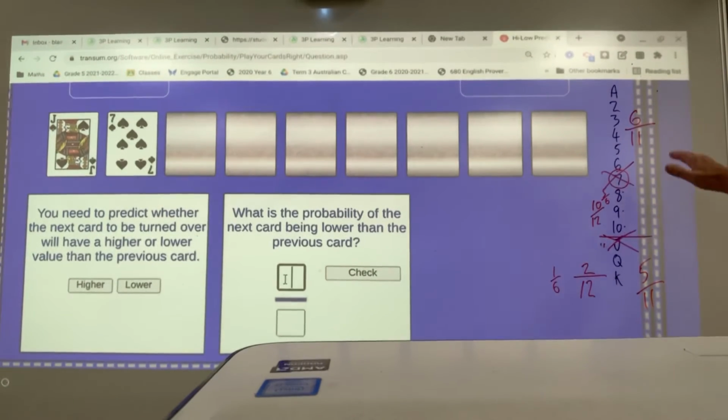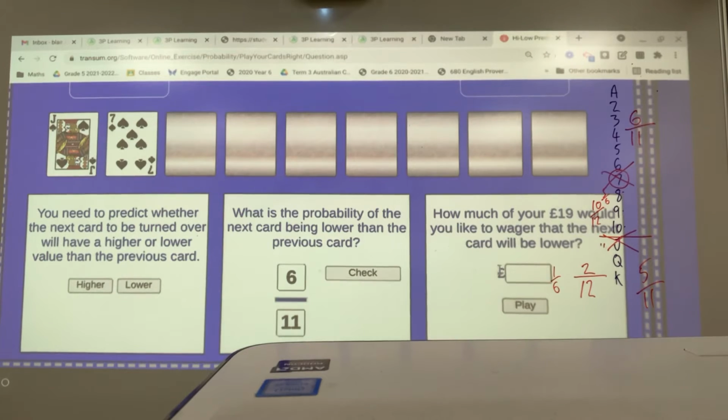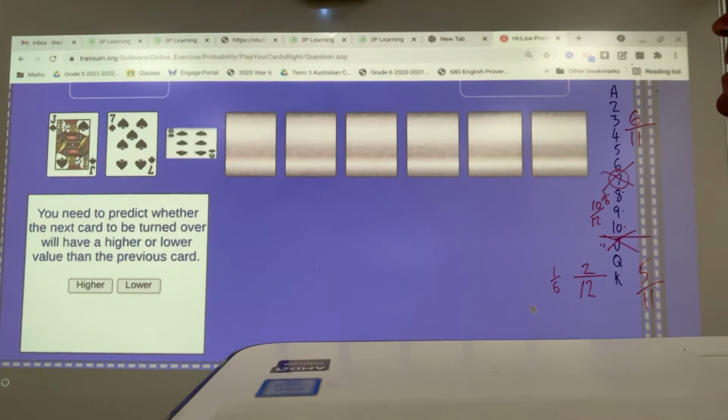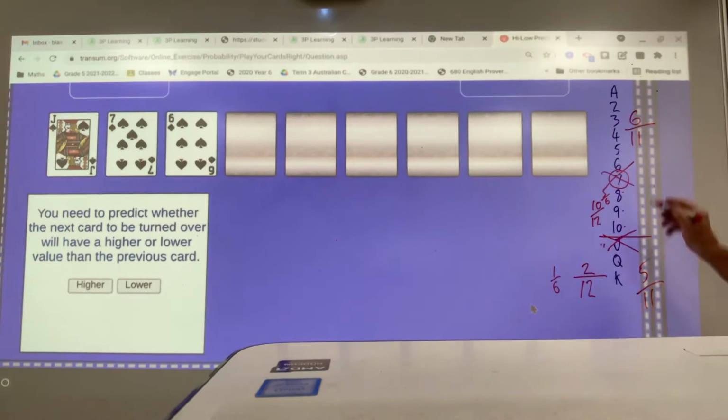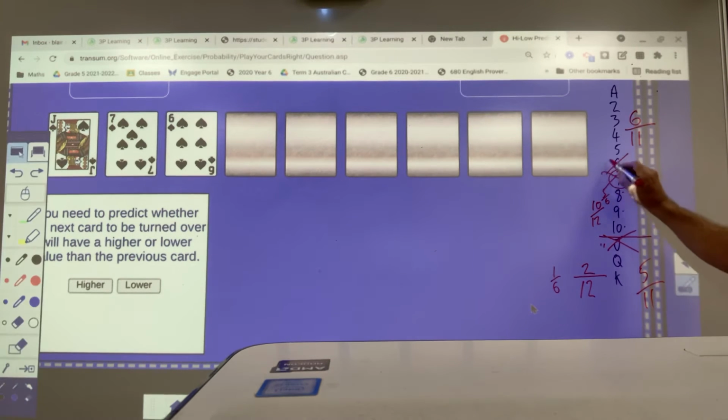So make it lower, it's saying 6 out of 11, because I've only got 11 cards left, don't I? Let's have a look. I've got 19 on. Not so sure. I'm just going to go 5. Let's see. It is lower. Yes. Now, so the 6 is gone.